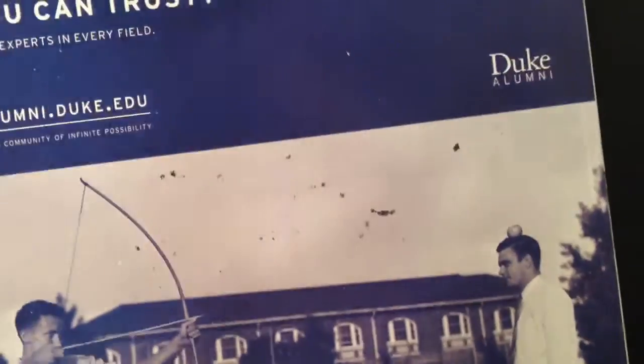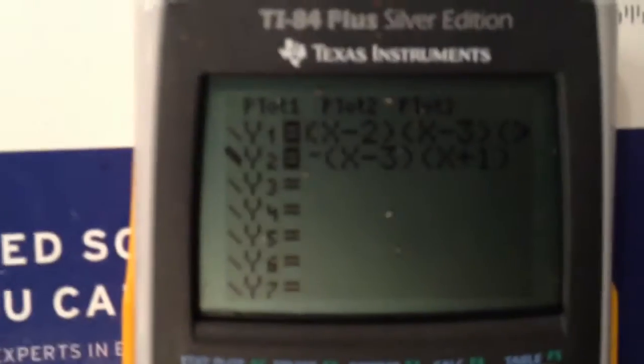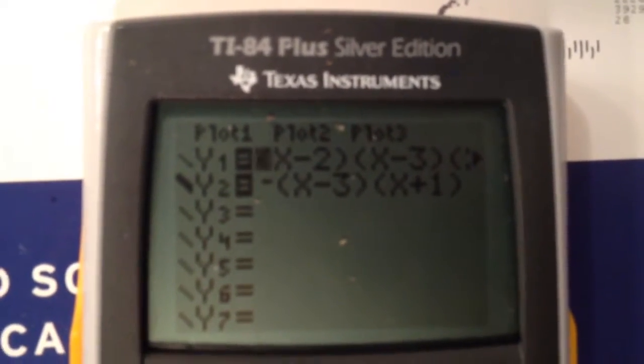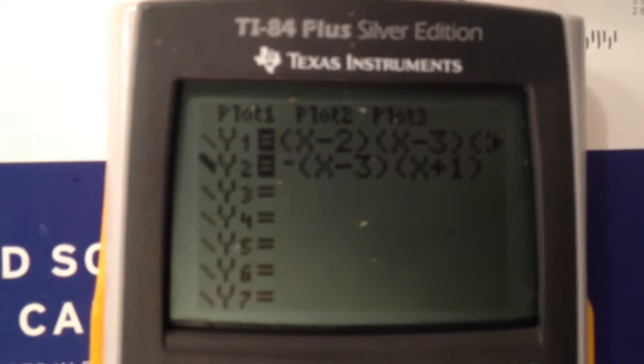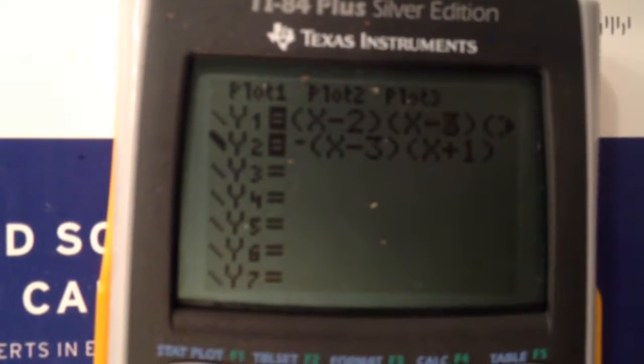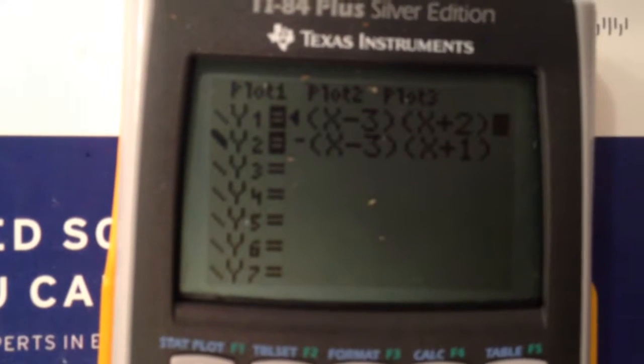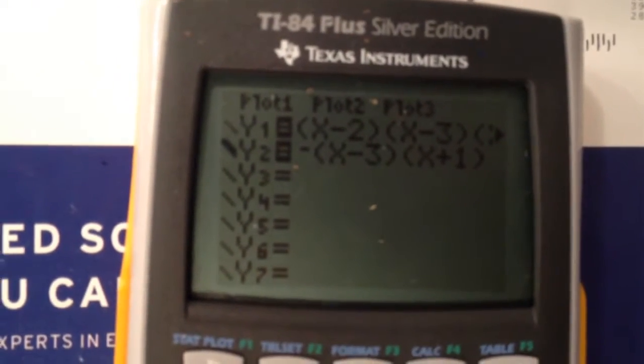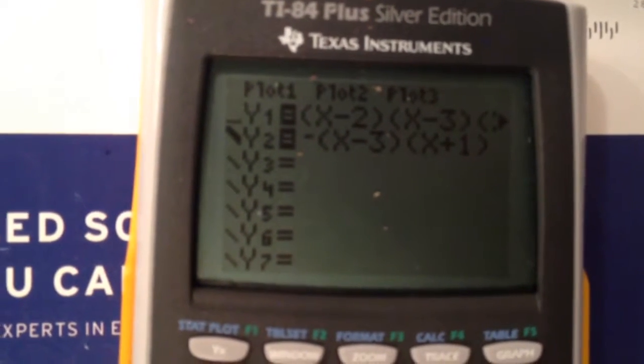So I came up with some equations, and most of the examples I've done in class actually don't look like this. They're typically in general form. I got 2 in factored form here. The first one being x minus 2, x minus 3, and x plus 2. And the second one, just a second order equation, negative x minus 3 times x plus 1.